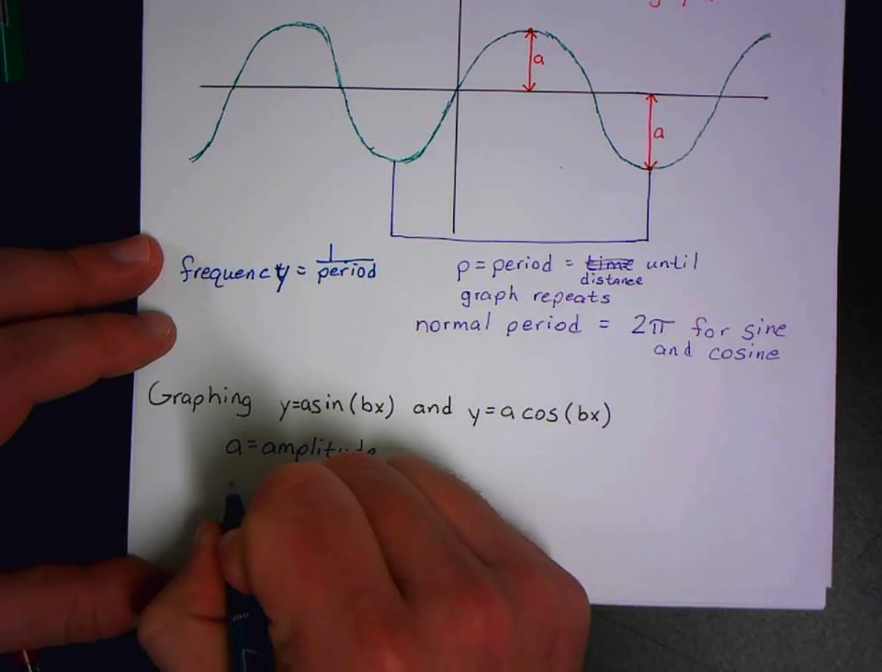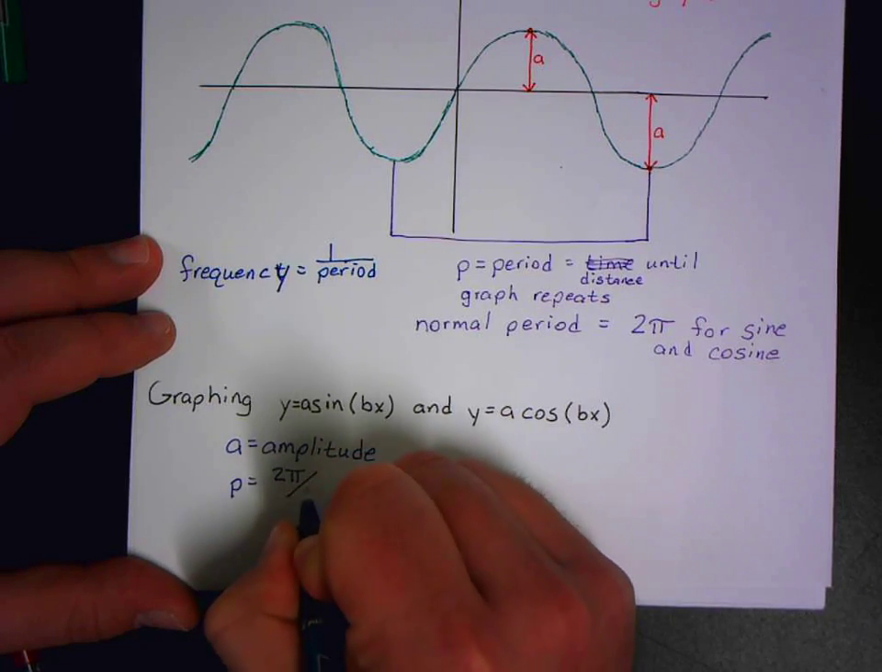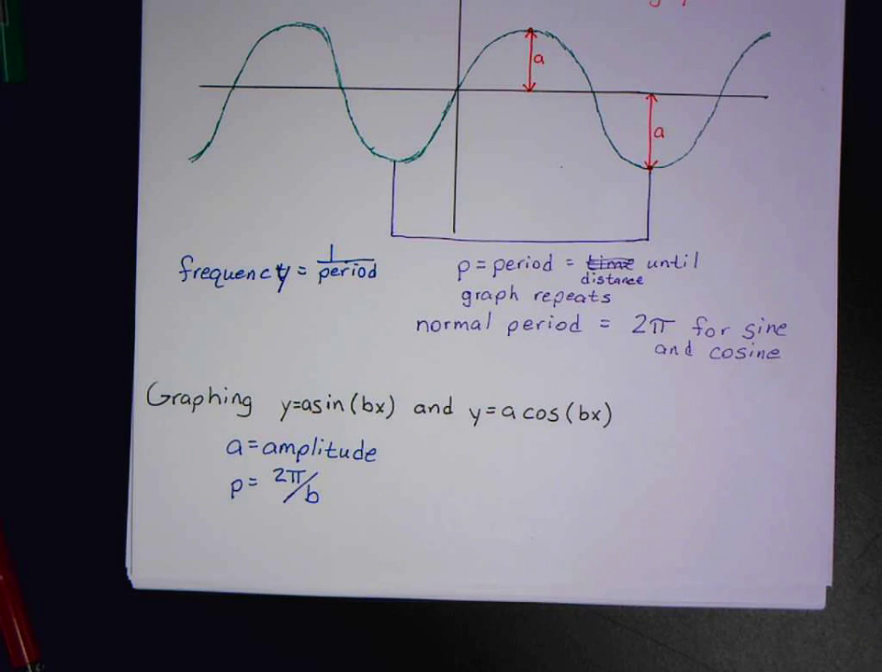However, period is equal to 2 pi divided by B. That's how you find your period. You take the number in front of the x and you divide by it.